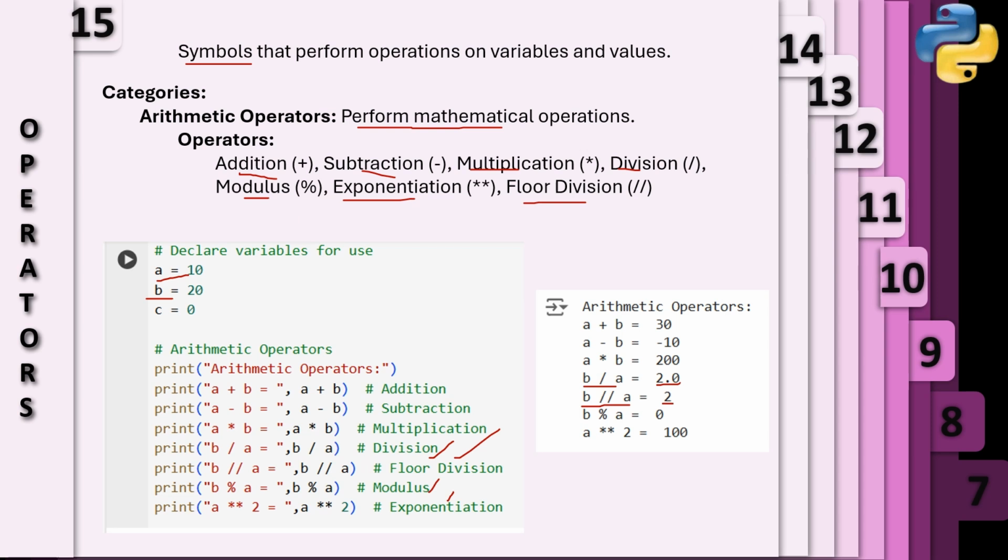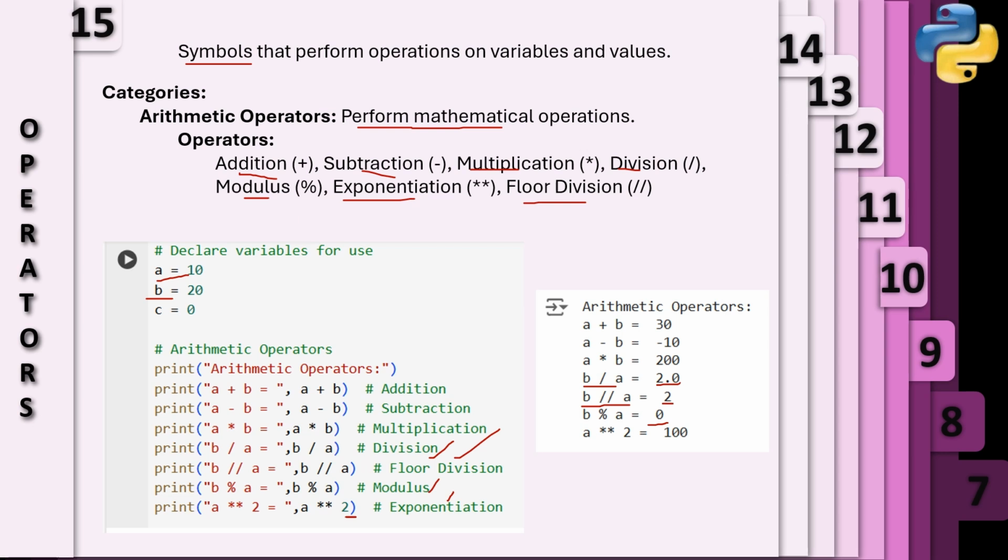Coming to modulus, it returns only the remainder of the division, that is 0 in this case. Finally, exponentiation. In this, we raise the first operand to the power of the second operand. Here 10 is raised to the power 2, that is 100. If we consider 5, it will give 25.